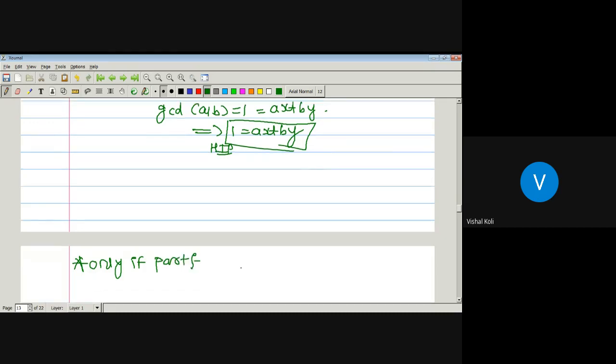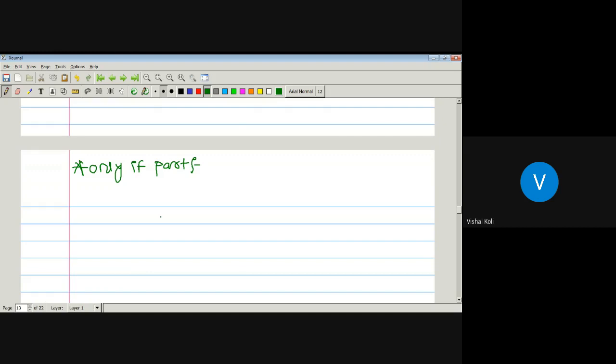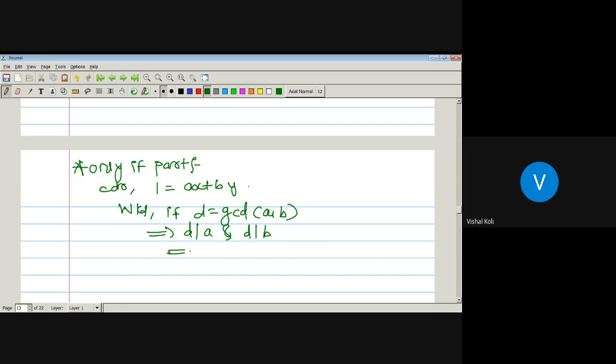Okay, so let us suppose that 1 is a linear combination of a and b. Consider 1 = ax + by. We know that if d is the GCD of two integers a and b, then d divides a and d divides b also, and it implies that d divides ax + by. Whenever d is the GCD of two integers, it must divide a and b, and whenever it divides a and b, it divides any linear combination ax + by.